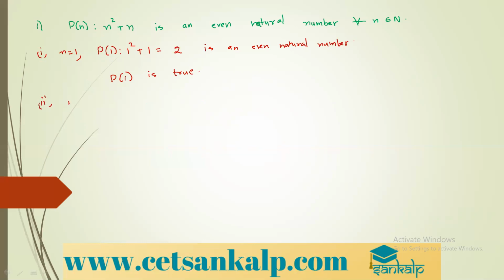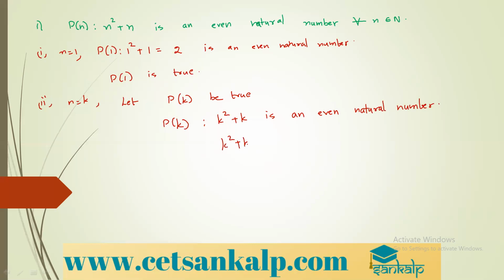After that, what is my second work? For n equal to k, I'll close my eyes and I will say let P of k be true. That means P of k, what is it? K square plus k is an even natural number. I'm not proving anything, I'm saying it has to be an even natural number. That means k square plus k is an even number, meaning multiple of 2, 2m. So this I am assuming blindly, but this I will use later. When? Now I will use.